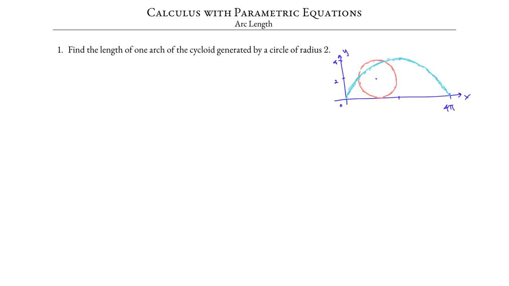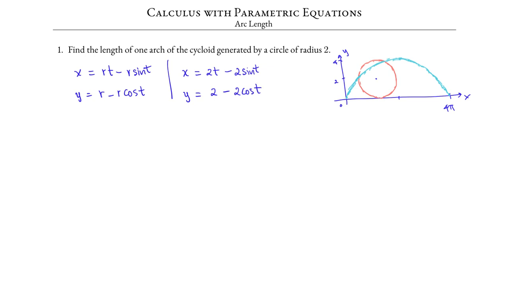We saw that the cycloid was parameterized with x equals r t minus r sine t and y equals r minus r cosine t, where r is the radius of the circle. Thus, x equals 2t minus 2 sine t and y equals 2 minus 2 cosine t.